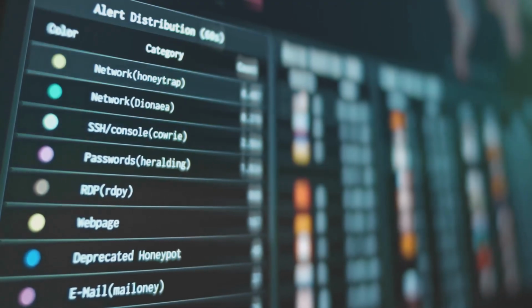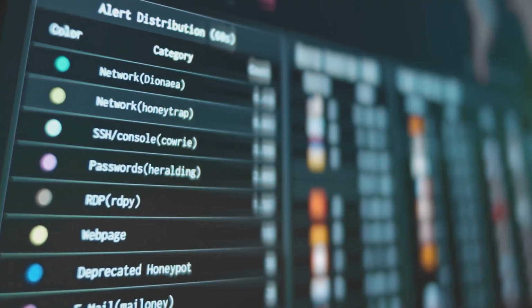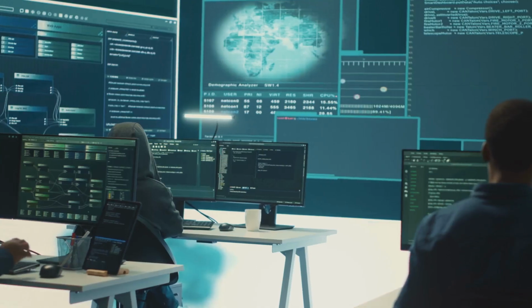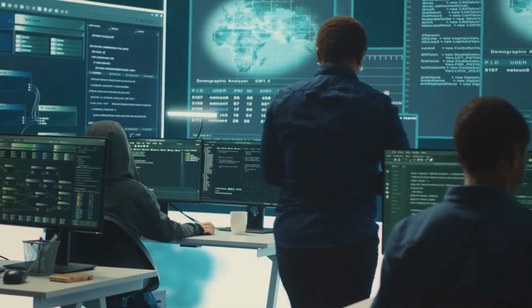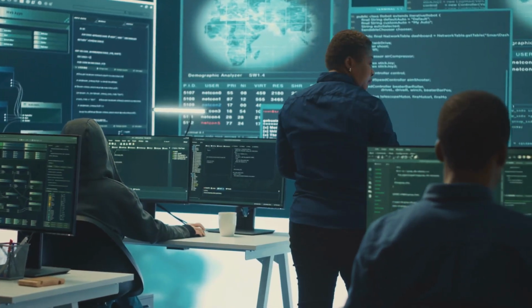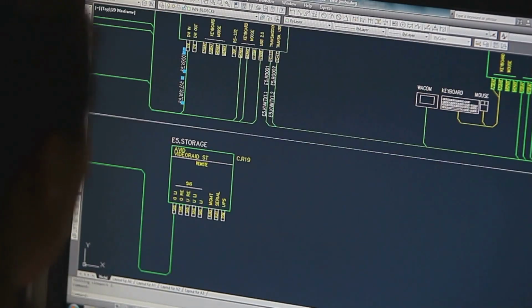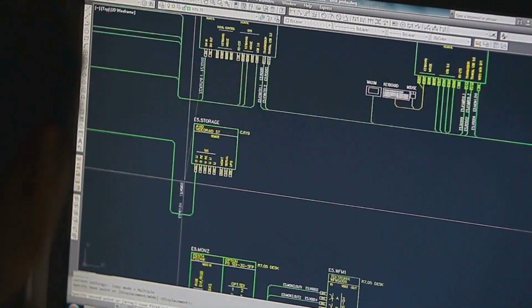Think of it as the routine health checkup for your entire IT infrastructure. Just as a doctor looks for early signs of illness before they become critical, we as cybersecurity analysts must hunt for weaknesses before they can be exploited by malicious actors. This process is continuous and dynamic. It is a cycle of discovery and remediation that never truly ends.